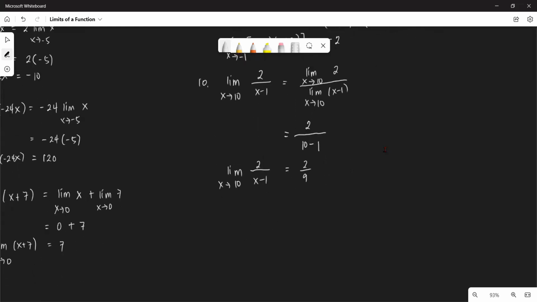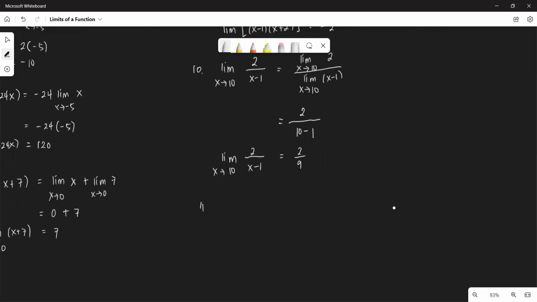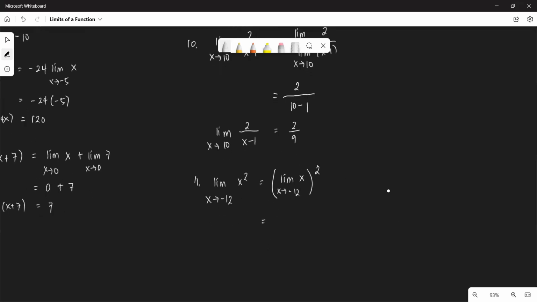Okay. And then using property number 8. So what if we have an x squared as x approaches negative 12? So we get first the limit of x as x approaches negative 12, raise it to a power of 2. Okay, so perform first the operation of getting the limit before you raise it to the power of 2.